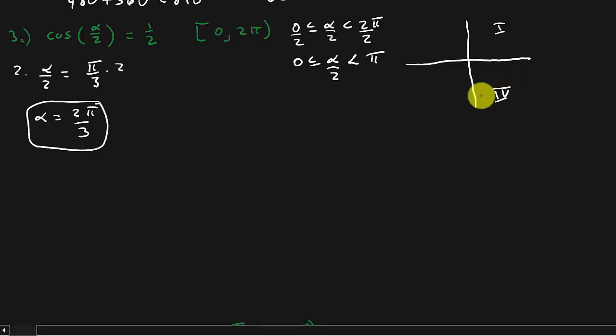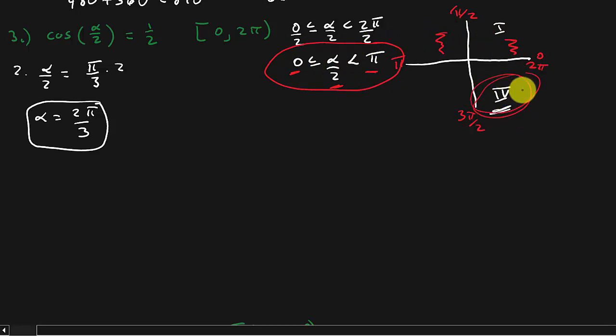How come I didn't find the fourth quadrant angle? Because alpha over 2 is between 0 and pi. There's 0, pi over 2, pi, 3 pi over 2, and then back to 2 pi. See, alpha over 2 is just in the first two quadrants. And the only place where cosine is positive 1/2 is in the first and fourth quadrant, but I can only look at the first and fourth quadrant because of this. So I don't even need to check that. You see that? I don't even need to check it.